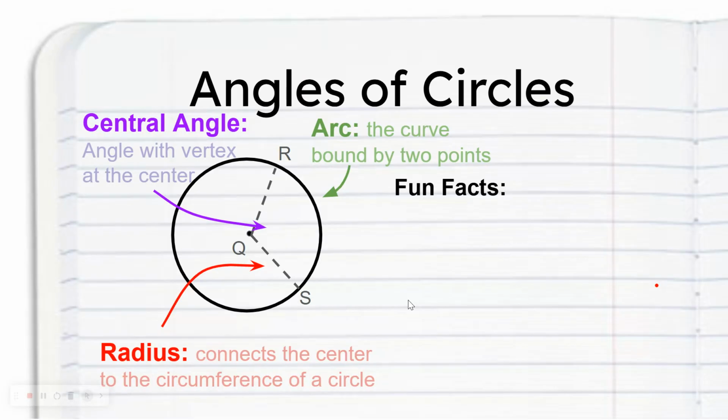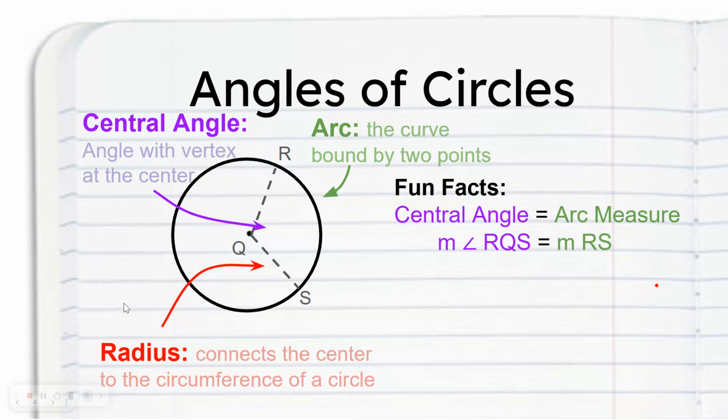So some fun facts. The central angle, if I measure it in degrees, it's going to be the same measurement as the opening of the arc. So my angle QRS is the same measurement as arc RS. And one thing I didn't put on here is that we have to put a curve, an arc on top of arc RS. So you know I'm talking about the curvy part, not the straight connecting part, which is called a chord, and we'll talk about that next lesson.